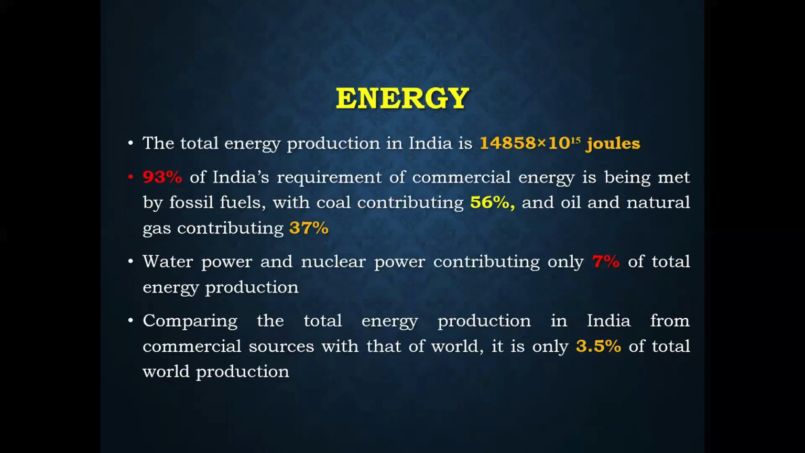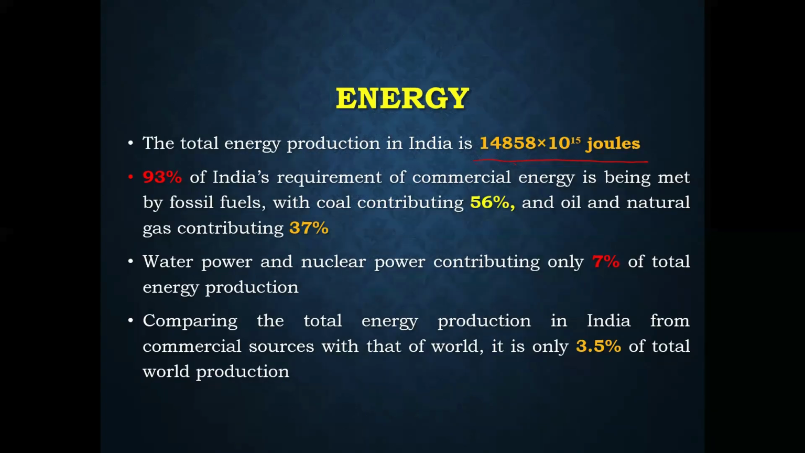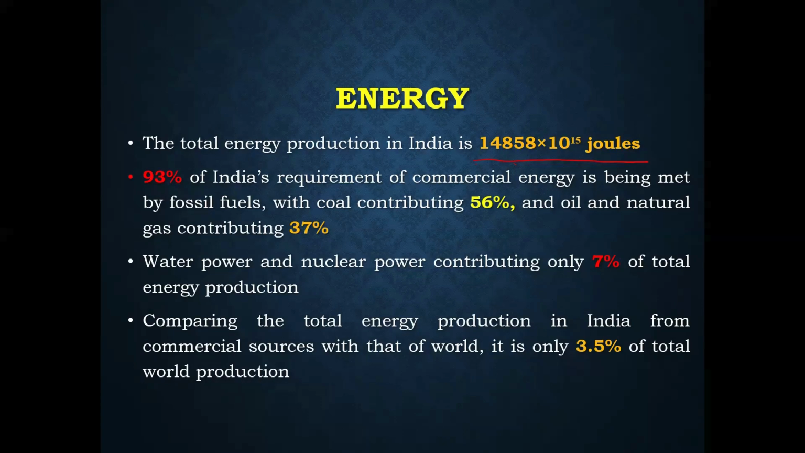Now we'll see some of the statistics. The total energy production in India, you can note down, it is the latest one, it is 14,858 into 10 to the power 15 joules. If you take this particular energy production in India, consider it as 100%. In that, 93% of the energy is coming out from the fossil fuels. Now, what are fossil fuels? It is nothing but coal, oil, natural gas. All these are said to be the fossil fuels or commercial energy sources, we can say.